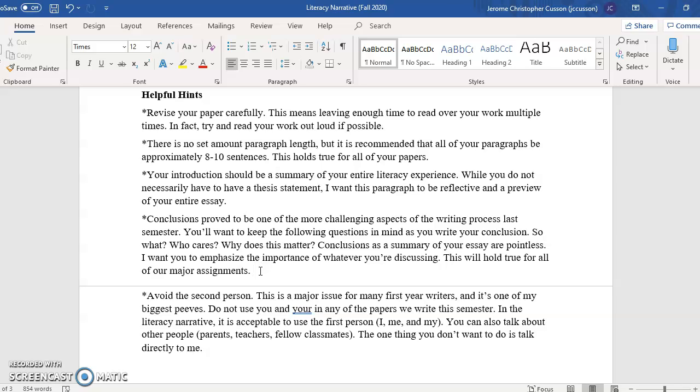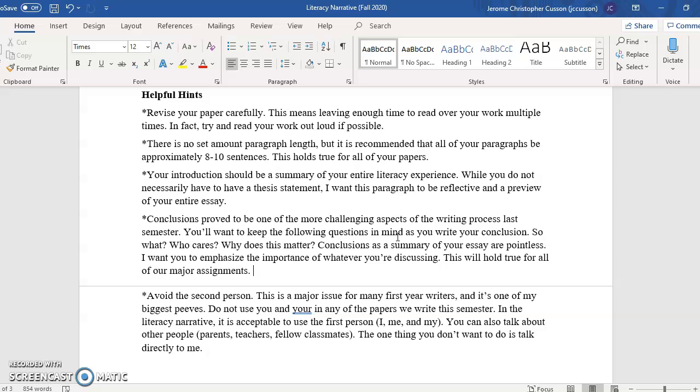You'll want to keep the following questions in mind as you write your conclusions. So what? Who cares? Why does this matter? Don't just summarize. You're kind of doing that in your intro anyway. So to do it in your essay again would be pointless. Emphasize the importance of whatever you're discussing. How have these past events helped you to become a more literate and more academically inclined person? Okay? So that's really what the important thing is. That's what the goal is in the conclusion, is to tell me how these experiences have helped create you and make you into the person that you are.